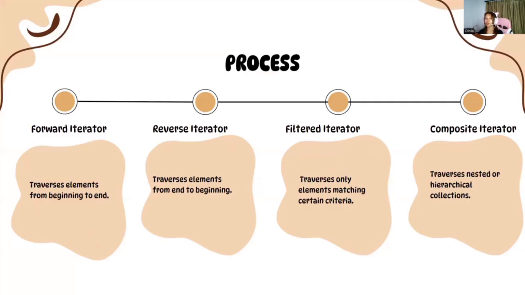So this is the process, and it has four variations. The first one, forward iterator, traverses elements from beginning to end. The second one is reverse iterator, which is the opposite of forward iterator, and it will traverse elements from end to beginning. The third one is filter iterator, and it traverses only elements matching certain criteria. The last one is composite iterator, and it traverses nested collections.